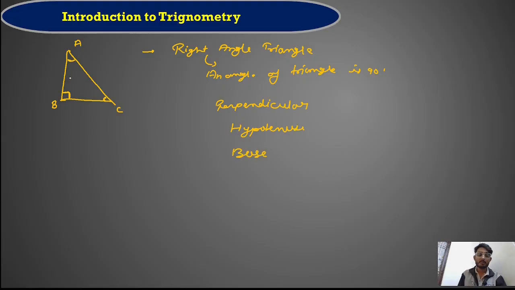First of all, the side opposite to the 90 degree angle is called hypotenuse. And the side where the angle is formed with this right angle is called base. This is base. It means the angle about which you are talking is known as the base, and the side opposite to the angle is perpendicular.